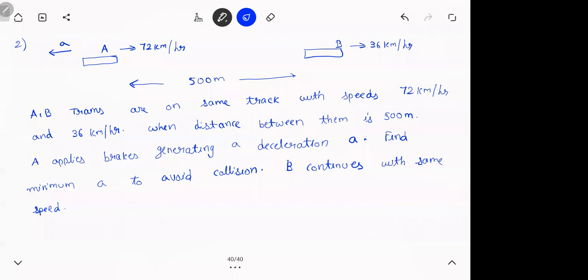Now, before going ahead, I want to ask you one question. Tell me this thing. In order to avoid collision, should I stop train A? Yes or no? And why? In order to avoid collision, should train A stop?